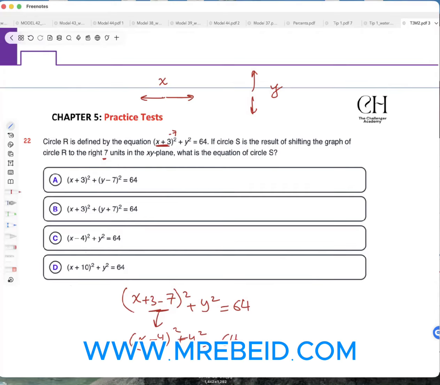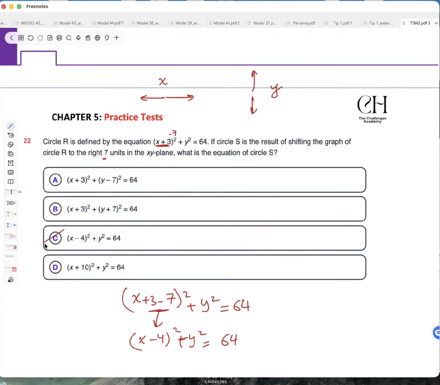I think you can also use Desmos to answer, but it's very easy. No need to use Desmos on this type of question. So the answer is C.